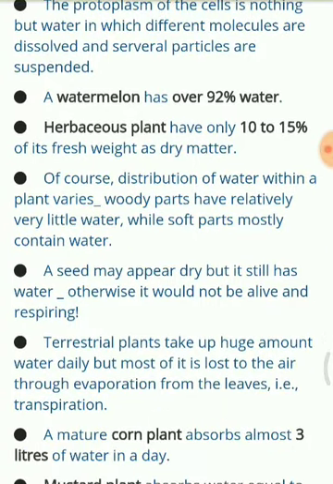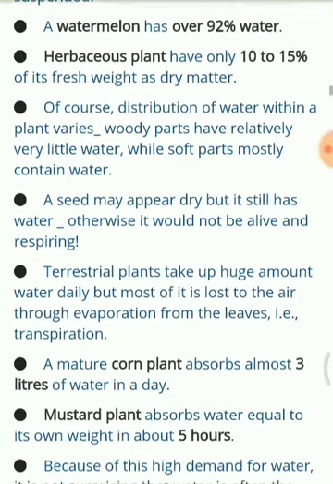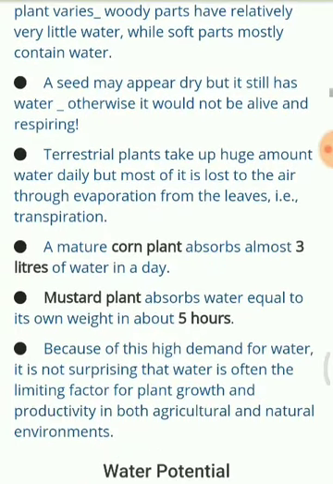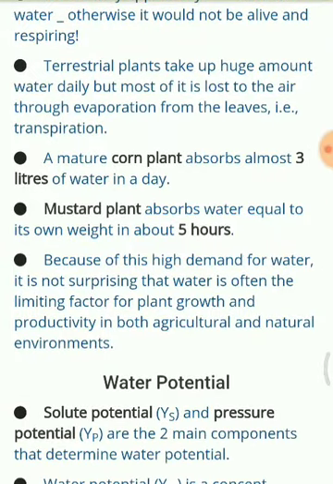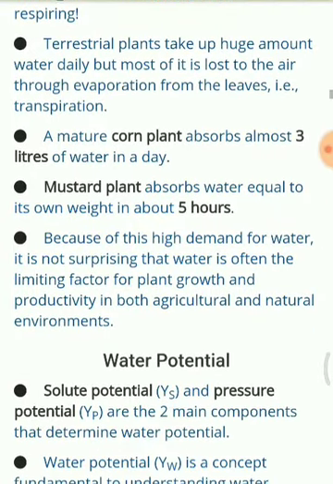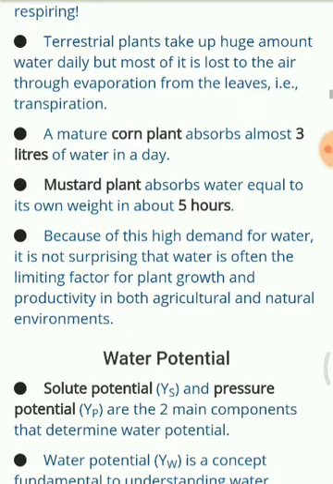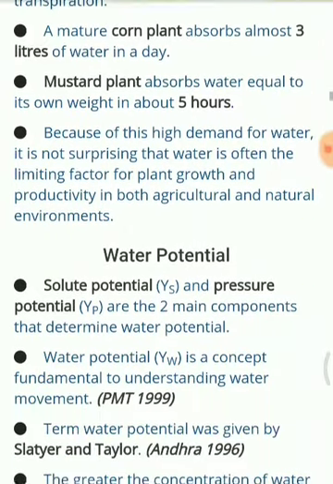Plants take up huge amounts of water daily, but most of it is lost to the air through evaporation from the leaves, that is, transpiration. A mature currant plant absorbs almost 3 liters of water in a day. A mustard plant absorbs water equal to its own weight in about 5 hours. Because of this demand for water, it is not surprising that water is often the limiting factor for plant growth and productivity in both agriculture and natural environments.